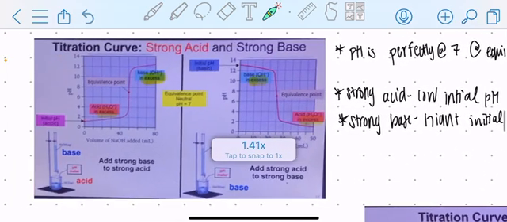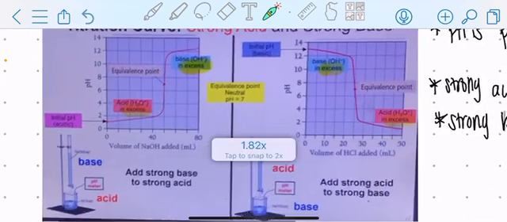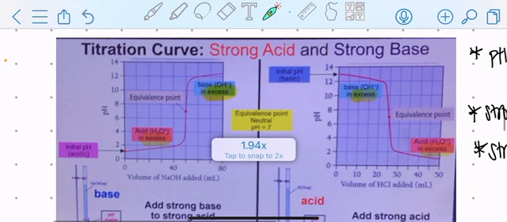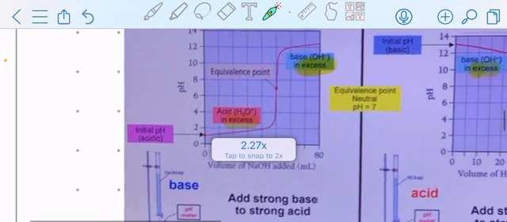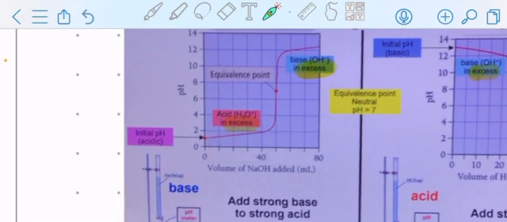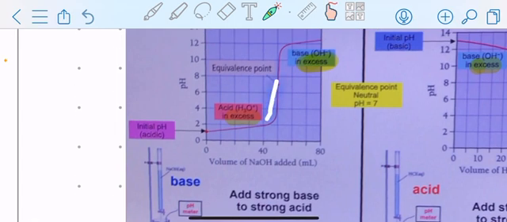Here we see the titration curves for a strong acid and a strong base. Here we can see a strong acid is originally there, but a strong base is added to it. We see that the initial pH is really low because this is an acid. And the equivalence point again is here when there is a sharp change in pH. Here we see initially that H3O plus is in excess because it is acidic.